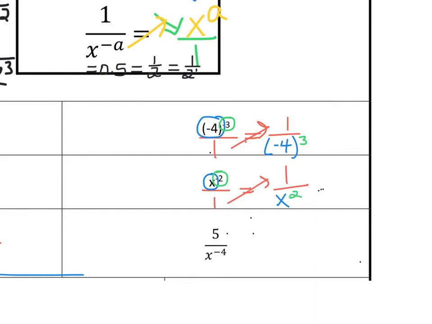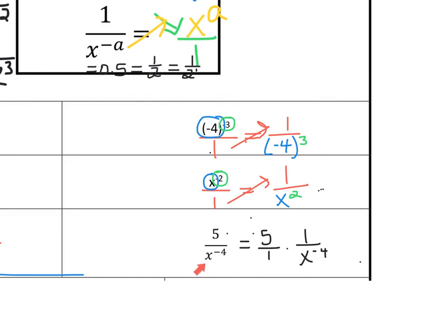Now this last one is kind of tricky because the 5 does not have an exponent. So we are going to leave that one alone because this is the same thing as 5 over 1 times 1 over x to the negative 4. So if we multiply 5 times 1, we get 5, and 1 times x to the negative 4, we get x to the negative 4. So really I just split this up.